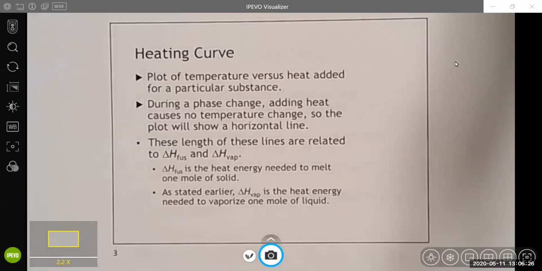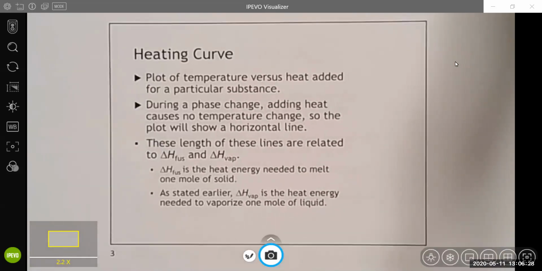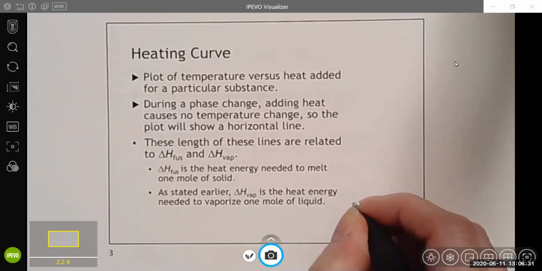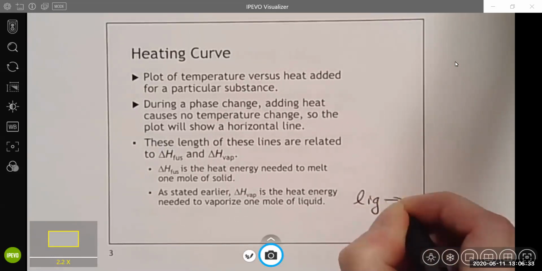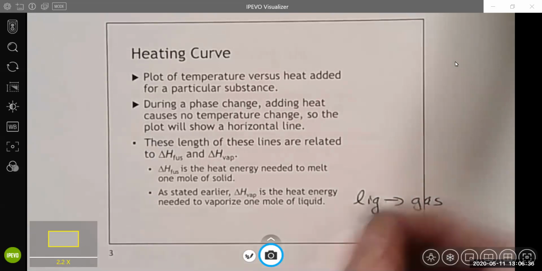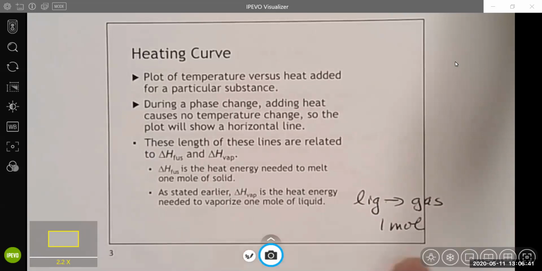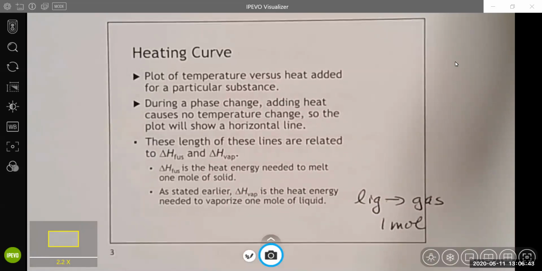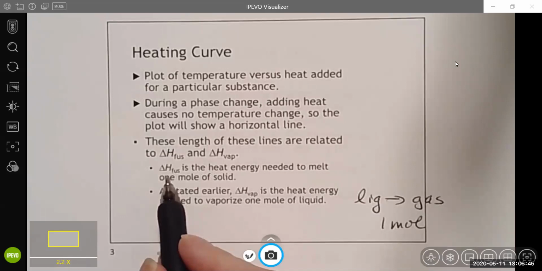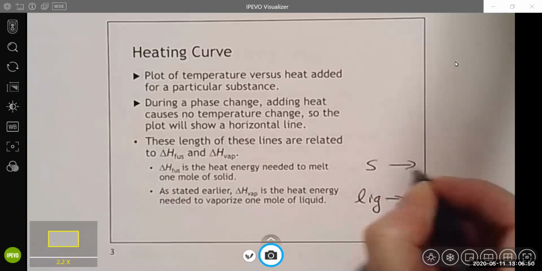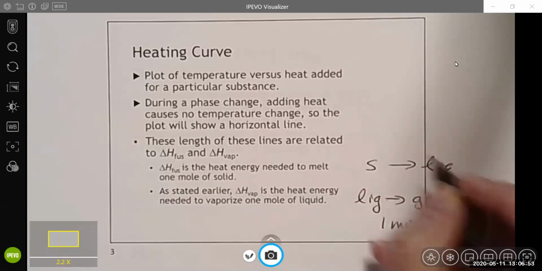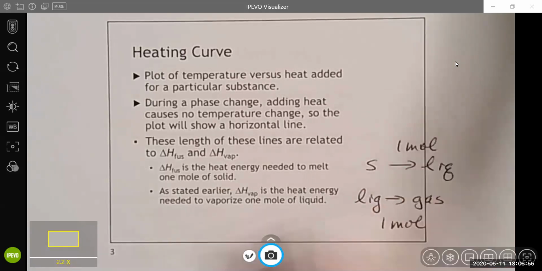You're doing a whole lab on that too, where you're finding that for water. So you have a liquid going to a gas, and if you have 1 mole of that liquid, this is the amount of energy it takes to accomplish that. The delta H, or enthalpy of fusion, is similar. In that case, we have a solid going to a liquid, and we have 1 mole of it. By similar, I mean it's the energy required to have this phase change occur. It's going to be a different number.